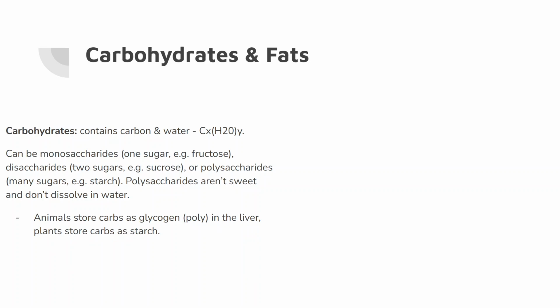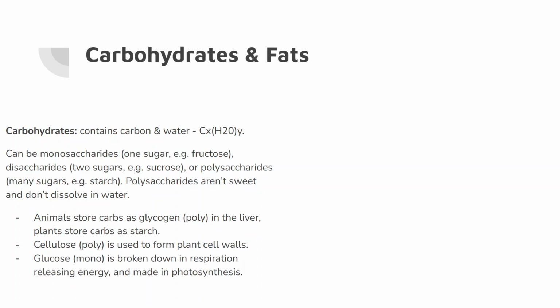So animals store carbohydrates as glycogen, which is a polysaccharide and is stored in the liver, and plants store carbohydrates as starch. Cellulose, which is another polysaccharide, is used to form plant cell walls, and glucose, which is a monosaccharide, is broken down in respiration, which releases energy in animals, and it's made in photosynthesis for energy in plants. And we get carbs from eating bread, pasta, rice, cereals, etc. You know this from if you do the food pyramid, maybe you're going to recognize how we get carbohydrates.